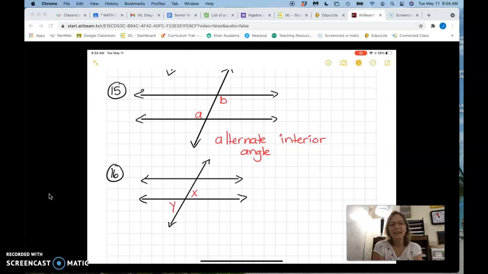Number 16. These two angles are what kind of angles? Anybody remember? They're next to each other. Oh, they're across from each other. Yes, so they are vertical angles. When they're across from each other in the X like that, they're vertical angles.